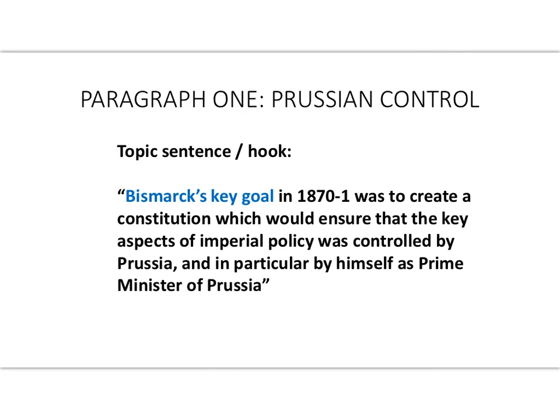So the first of the 5 building blocks will be about Prussian control. But we're not just happy to use the words Prussian control; we're going to write out that topic sentence. So my topic sentence is, Bismarck's key goal in 1871 was to create a constitution which would ensure that the key aspects of imperial policy were controlled by Prussia, and in particular by himself as Prime Minister of Prussia. And you've got 6.5 minutes to develop a point about did he succeed.